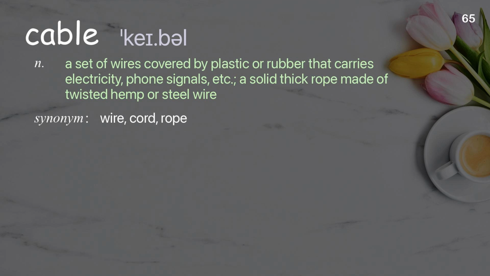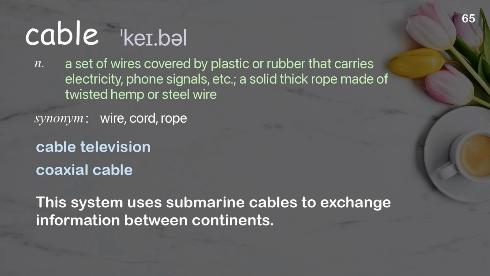Cable. A set of wires covered by plastic or rubber that carries electricity, phone signals, etc. A solid thick rope made of twisted hemp or steel wire. Examples: Cable television. Coaxial cable. This system uses submarine cables to exchange information between continents.